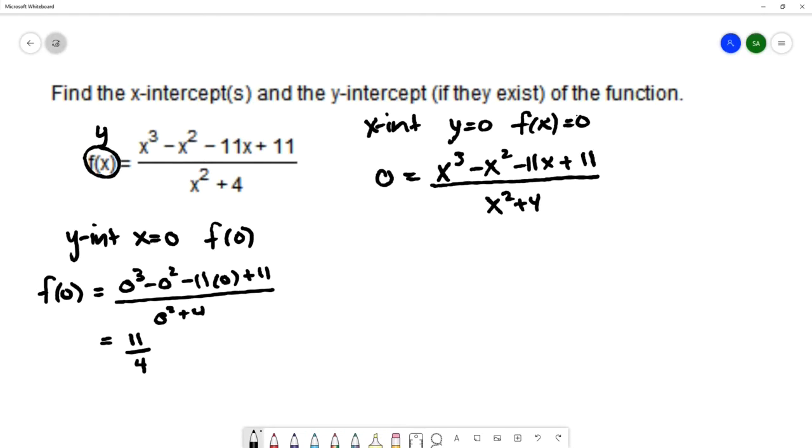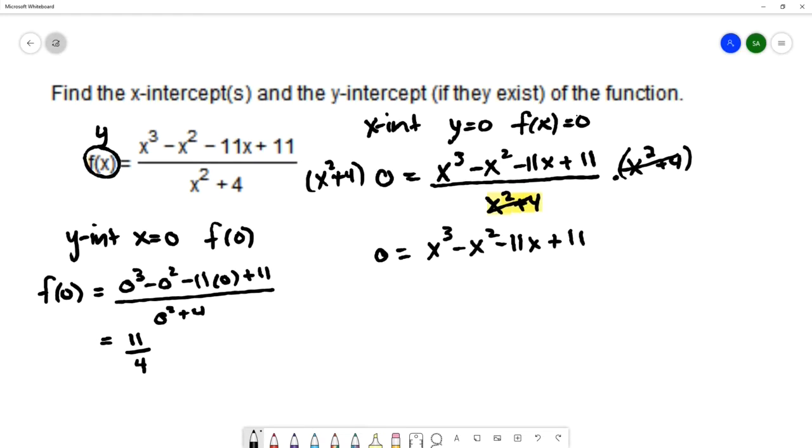Now this is a rational equation, and we're going to start by getting rid of the denominator, and we do that by multiplying both sides by that denominator. I multiply the right-hand side by x squared plus 4 and the left side by x squared plus 4. On the left side, 0 times anything is 0, so we get 0. And on the right side, we have canceled the denominator, and we're left with the expression that's in the numerator, x cubed minus x squared minus 11x plus 11.